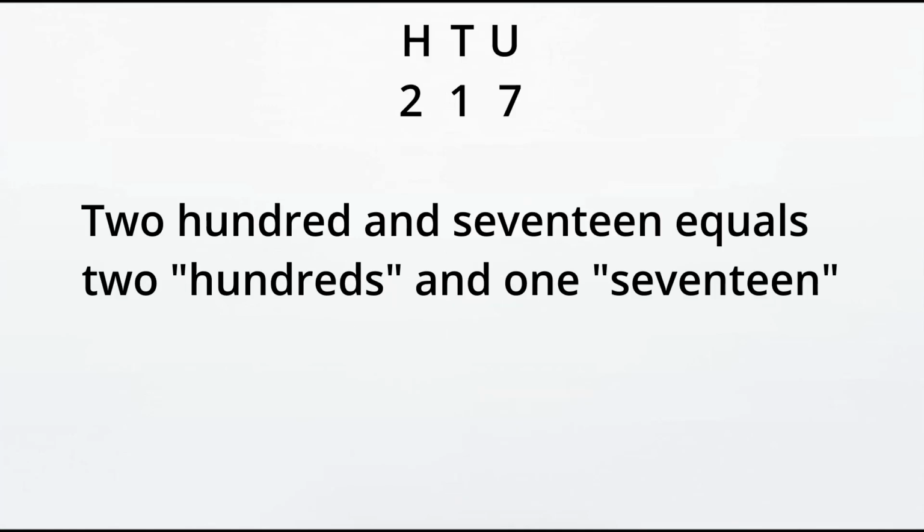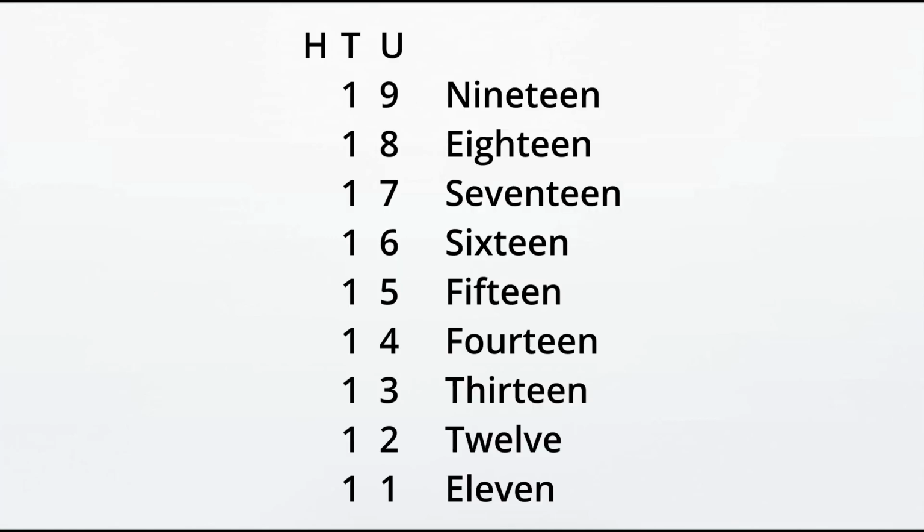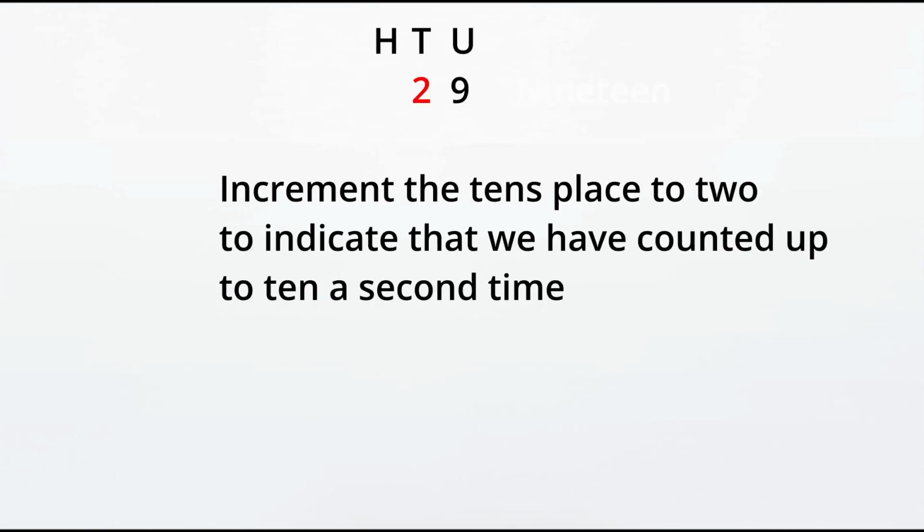For example, just from the name 217, one can tell that the number is made up of 2 hundreds and 17. But let us continue. After the number 19, counting up one more unit would mean we have counted up to 10 for a second time. So we increment the value in the tens place to indicate this, that we have counted up to 10 a second time. Then we zero out the units column so that we can start using it to count up to 10 yet again. We now have 2 tens and 0 units, which is written like this.